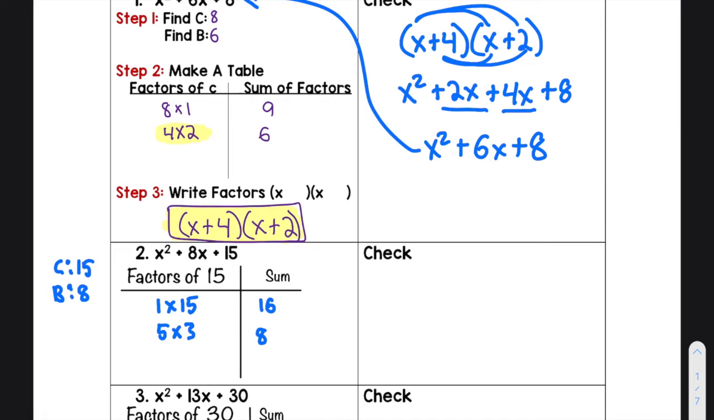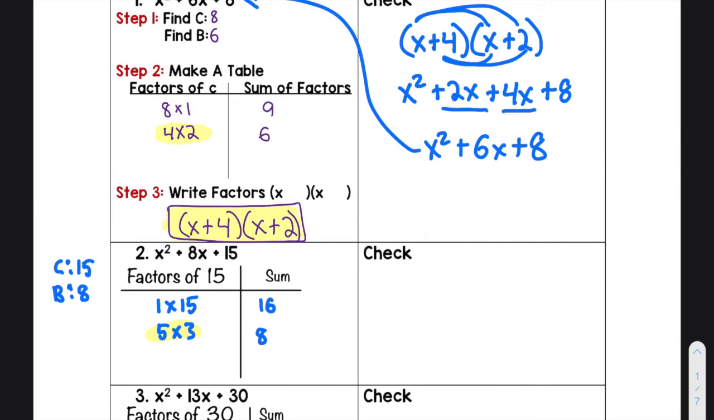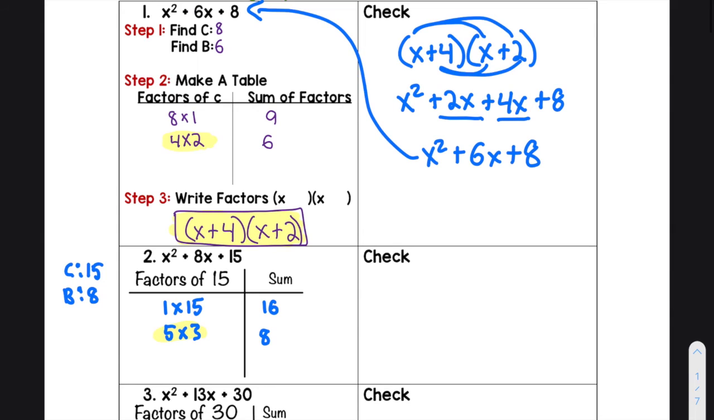The pair that we want to use for our answer is the pair that multiplies to get 15 and adds to get 8. That pair of numbers is 5 and 3. Therefore, the factors for our trinomial, or the two expressions that will be multiplied together to get x squared plus 8x plus 15, is x plus 5 times x plus 3. Again, on the right-hand side, let's check to see if this is true.